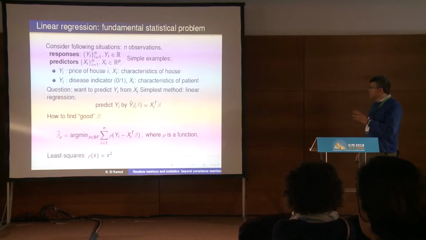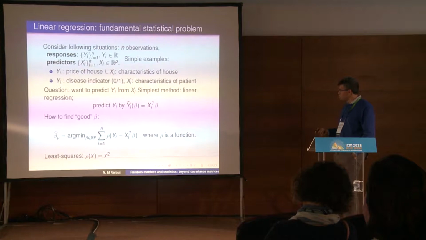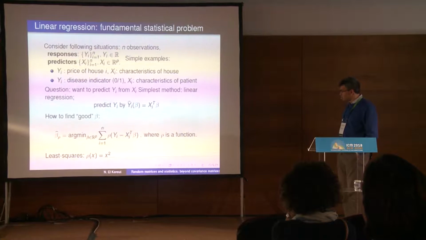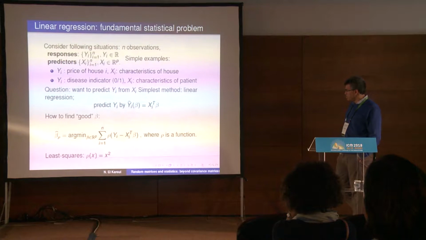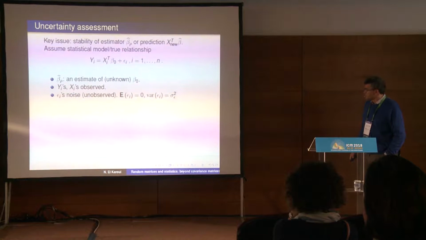And now the question is, how do we find a good beta? Most of the time, it's done by solving an optimization problem. So we have a loss function rho, which will be very important. We look at the difference between our prediction and the true observed value, and then we penalize this for being big. So rho is typically going to be an increasing function of the absolute value of y_i minus x_i transpose beta. And of course, the thing that everybody knows about is least squares, so rho(x) is x squared. No big surprises there.